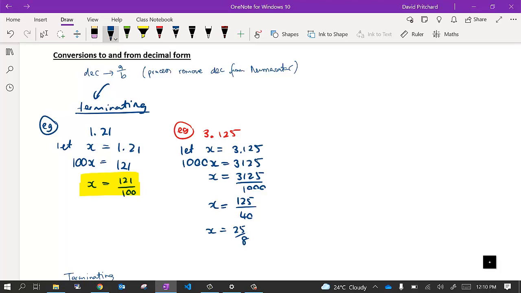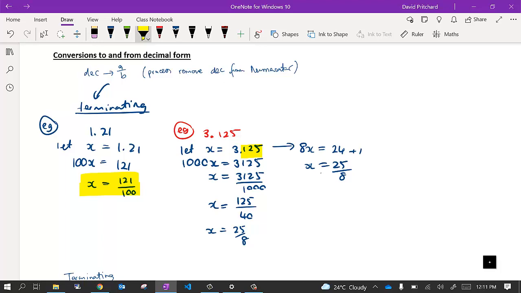Now, if we were smart here, we would have realized that all we need to do is multiply by 8. So we could have said that 8x is equal to, now 3 times 8 is 24, and 0.125 multiplied by 8 is 1. So we've got x is equal to 25 on 8, and we've got our solution much quicker. But that comes down to recognizing some of these decimal representations of common fractions.